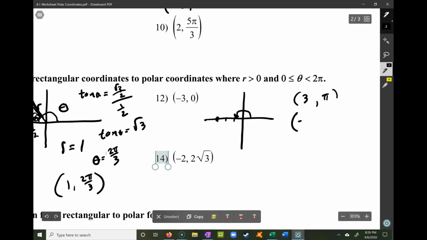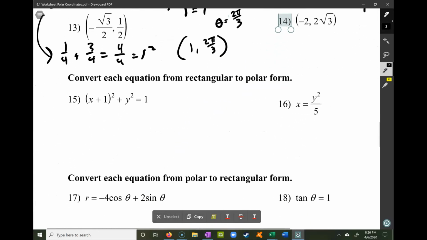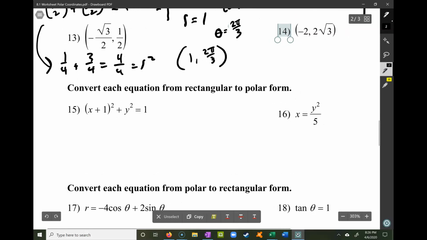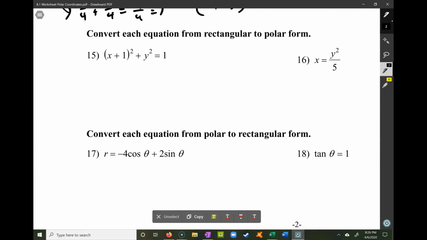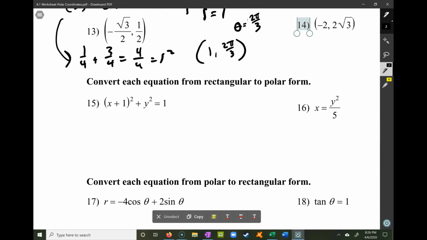Now, of course, the other option would be -3, 0, which looks like it's the same point, but this is talking about 0 radians, which means I'm facing this way, and I'm going to go -3 the other direction. So this would also work. Okay, I'm going to do one of these just to get you an idea of how they work, and then that'll be the end of the video.